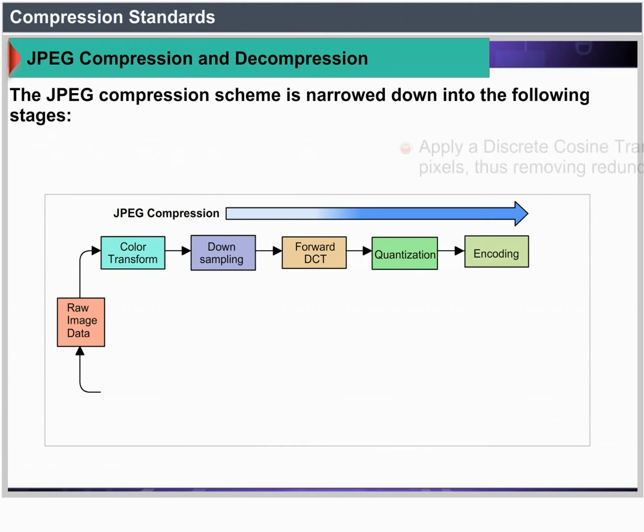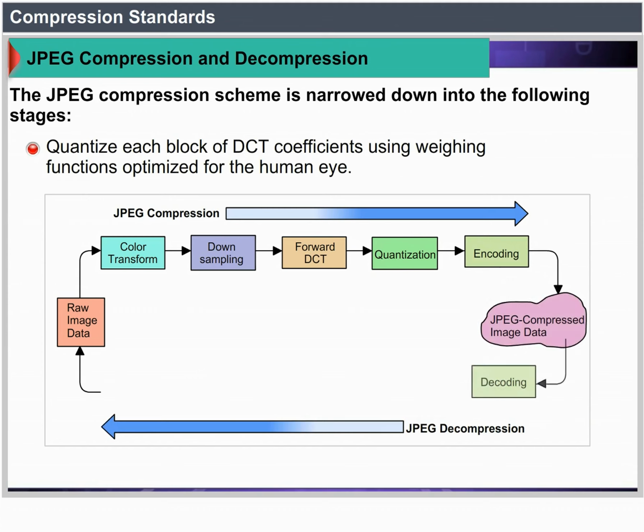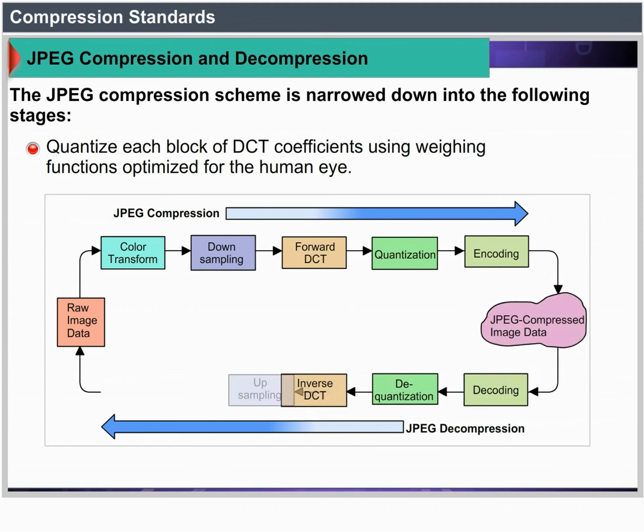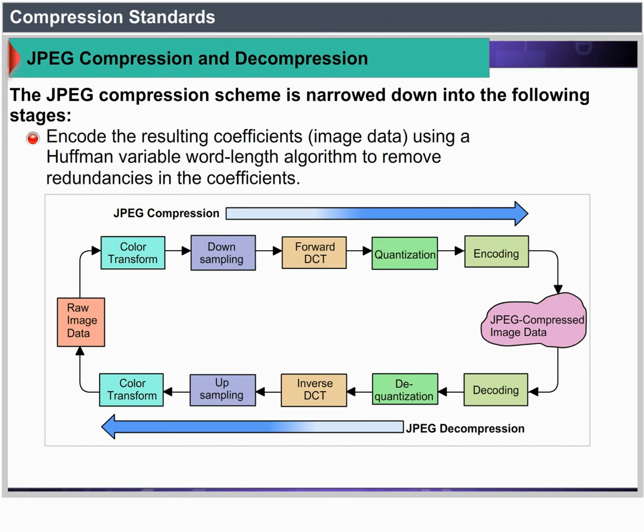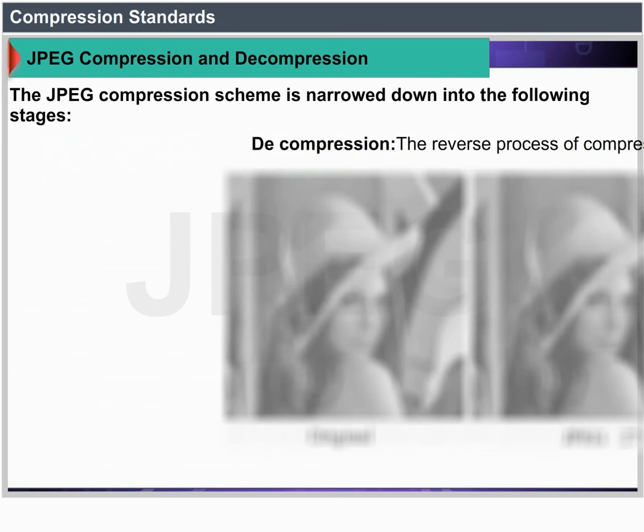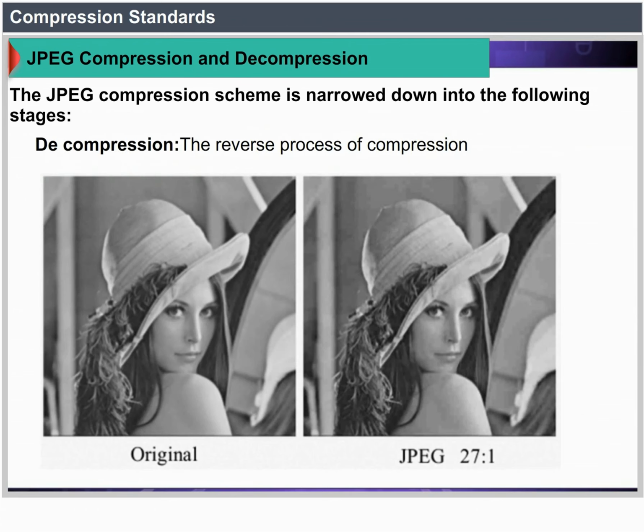Quantize each block of DCT coefficients using weighting functions optimized for the human eye. Encode the resulting coefficient image data using the Huffman variable word length algorithm to exploit tendencies in the coefficients. Decompression is the reverse process of compression.